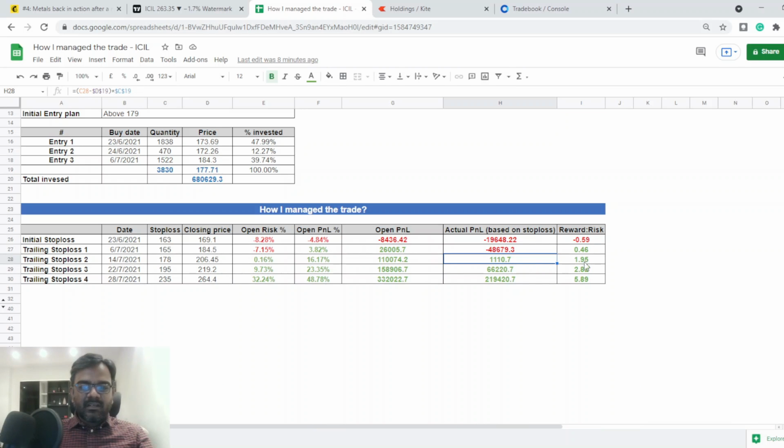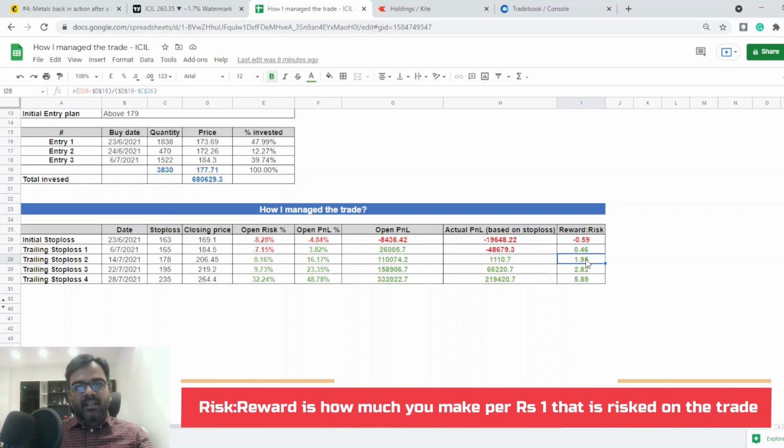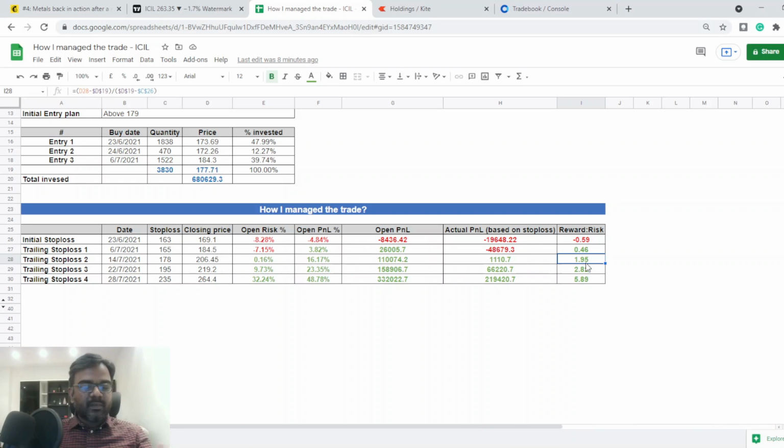But also if you see here, I've made a note of something called risk reward. Now what does the risk reward mean? Risk reward basically means if you have bet 1 rupee in the market, how much money are you making on that 1 rupee? So if I make 2 rupees on 1 rupee, it's a very good trade, because you bet 1 rupee and you made more than 1 rupee in the market.